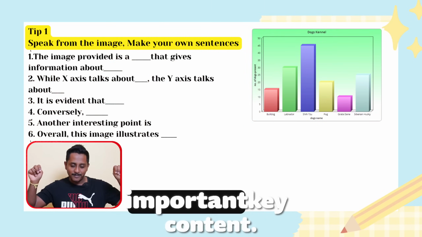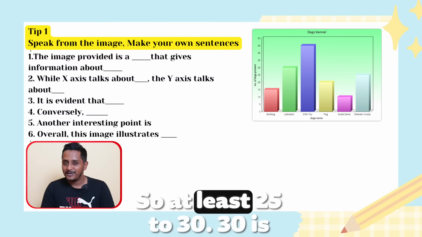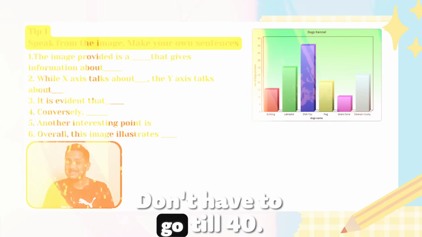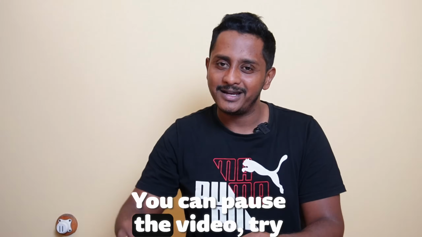It's clearly mentioned in their website that all the important key content from the image cannot be described in just 20 seconds. So at least 25 to 30 is enough. Don't have to go till 40. Hope you're getting it. Now let's go with a line graph.